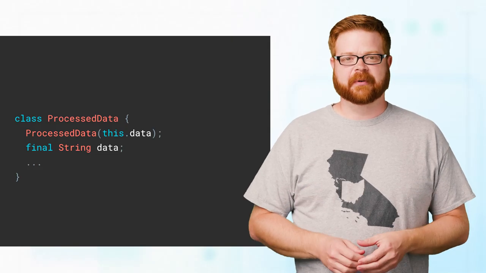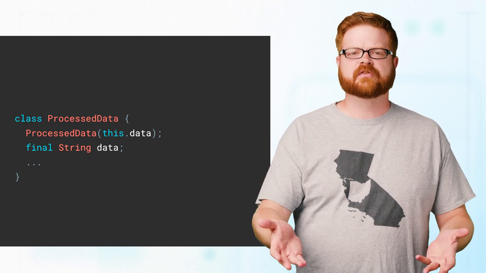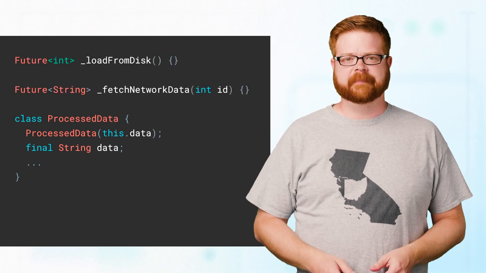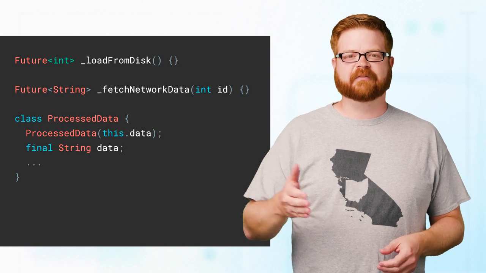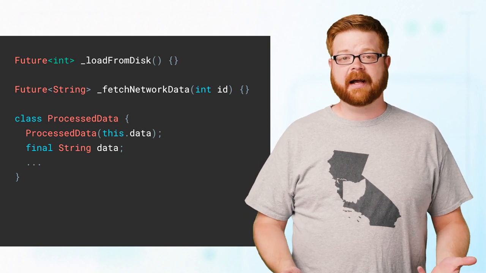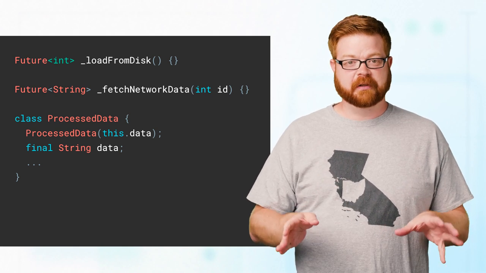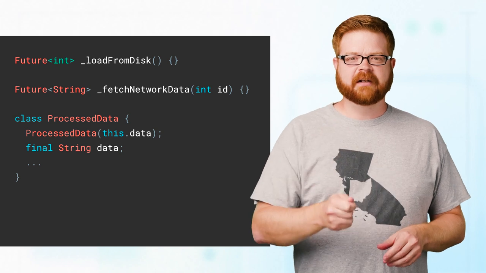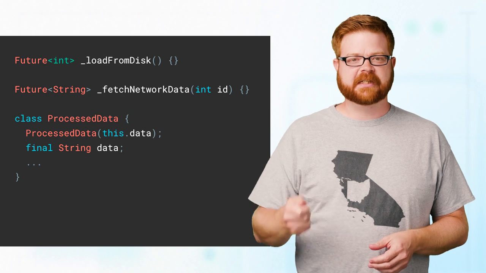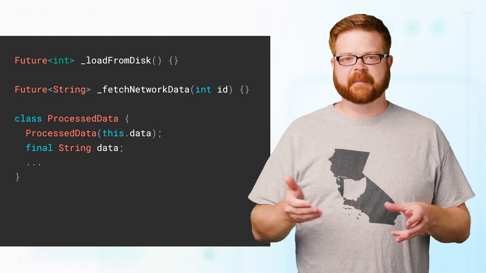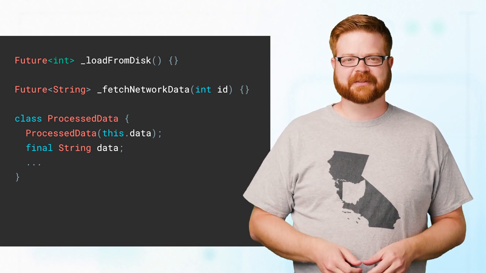Let's start with a simple example. Say I have a class that represents some process data. I can give it a string and it'll do some business logic that I need done. I also have a method that'll load an ID value from disk and another that'll fetch some network data that I can use with my class. Network and file IO are asynchronous operations, so they return futures. I'd like to write a single method that will put these pieces together. First, it should load an ID from disk, then use that ID to make a network call, then make a process data object with the result.